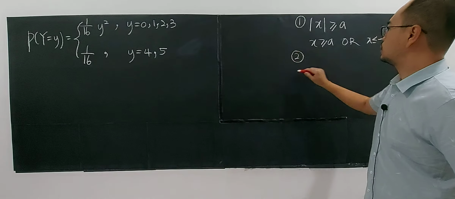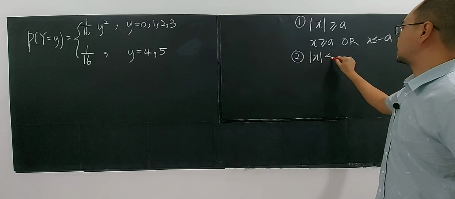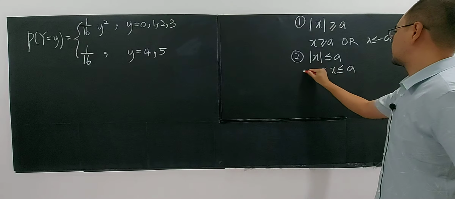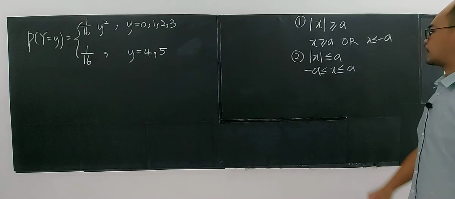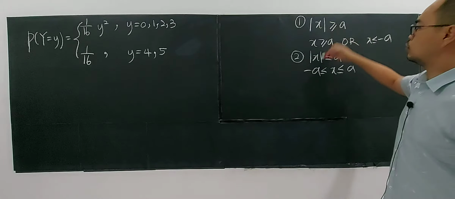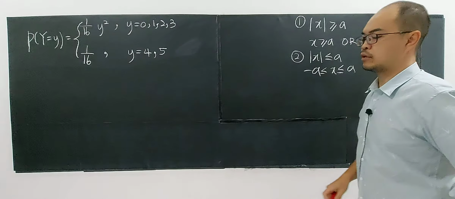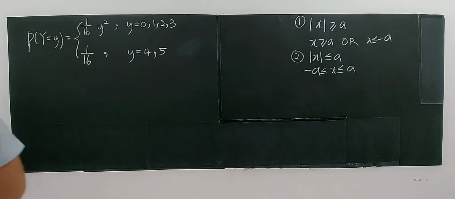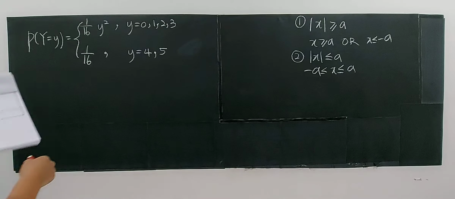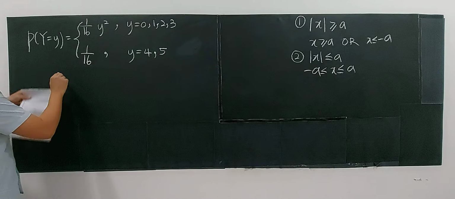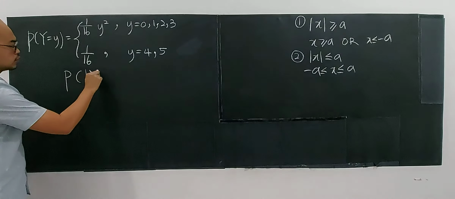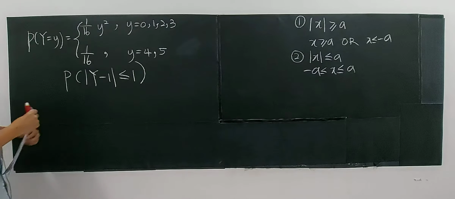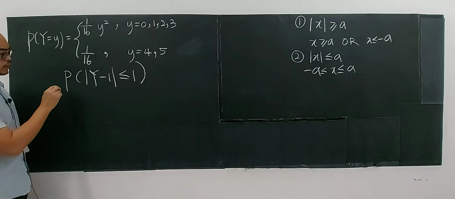This is very important. If modulus x is less or equal a, then I can say that x is within negative a and a. So these two will be applied when you are finding the probability of a discrete random variable. So for example, for this case here, we want to find the probability of modulus of y minus 1 less or equal 1. So how to deal with this type of probability problem for a discrete random variable?